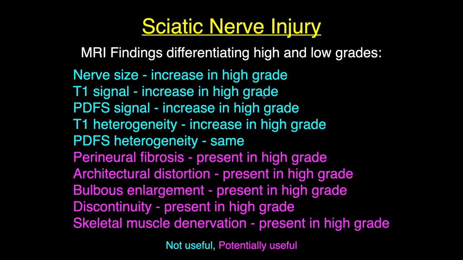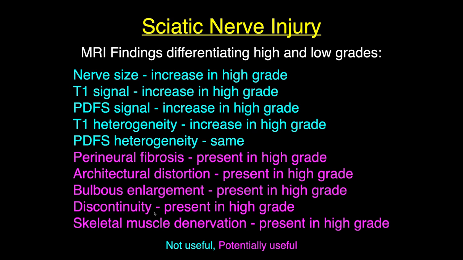So how do you differentiate the two grades? What's been shown not to be useful is increase in nerve size, which does not clearly help differentiate between high grade and low grade. Increase in T1 signal is also not helpful. PD fat sat signal is not helpful. T1 heterogeneity, which has been described in the literature, increases with high grade but isn't very helpful. And same with PD fat sat.